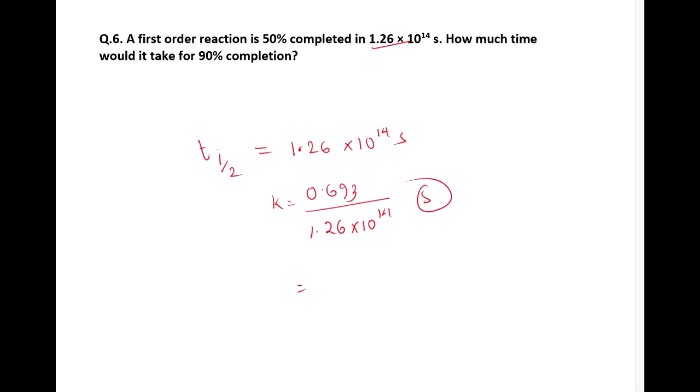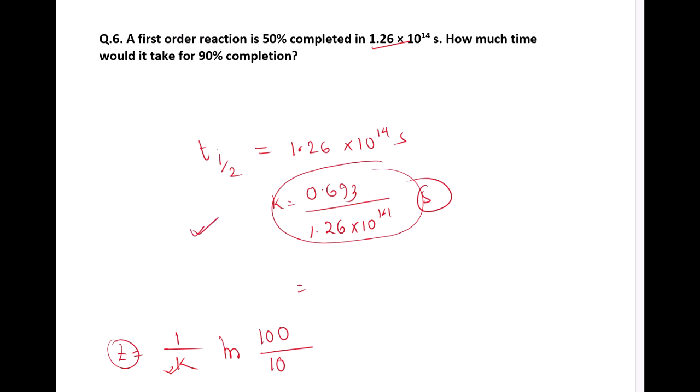How much time would it take for 90% complete? t we have to calculate, and that will be equal to 1 by k, and k we will get from this value. ln, the initial concentration was 100. After 90% completion, 10 amount remains for reaction. That time we put the k we have calculated from this value. Okay, let's see the next question.